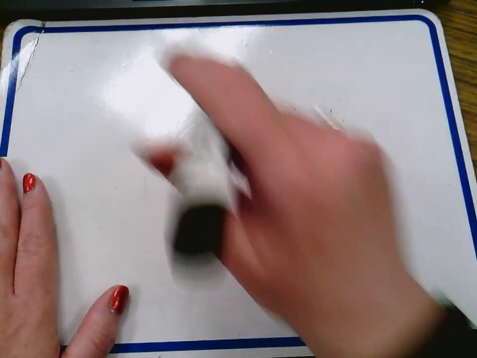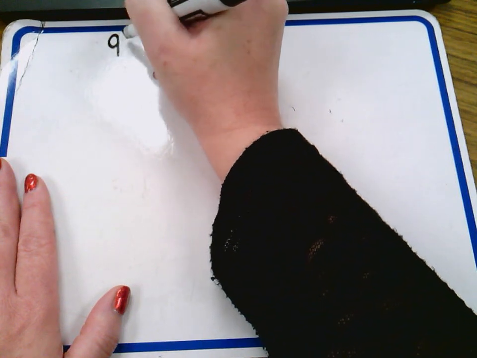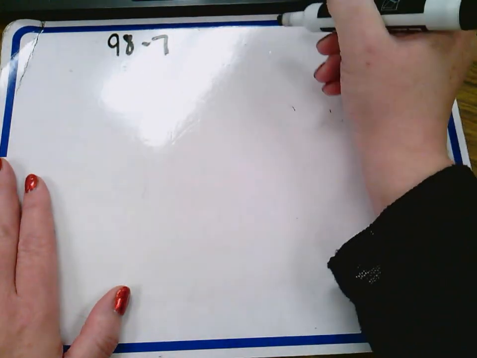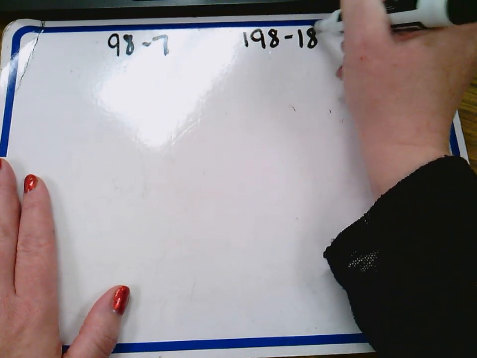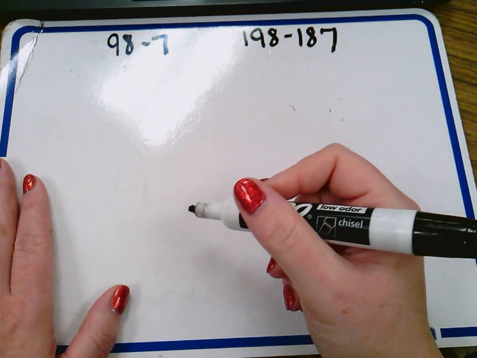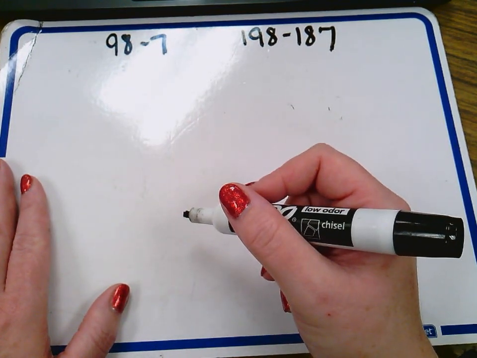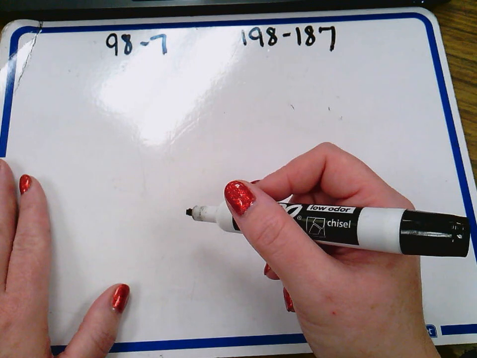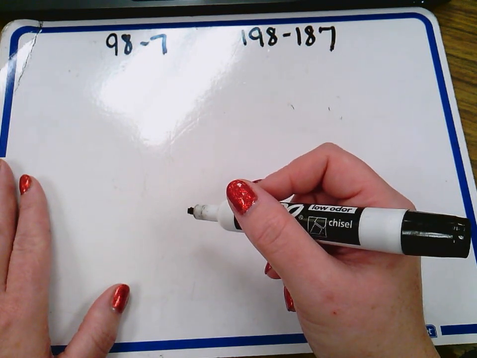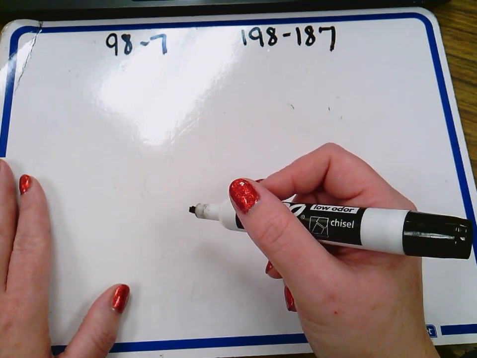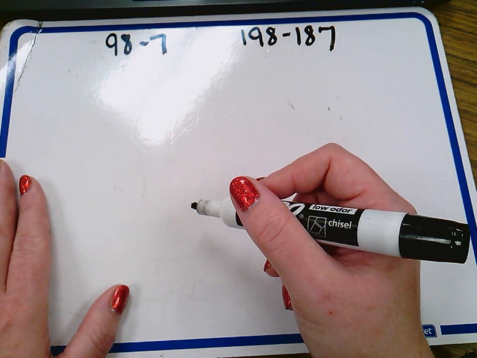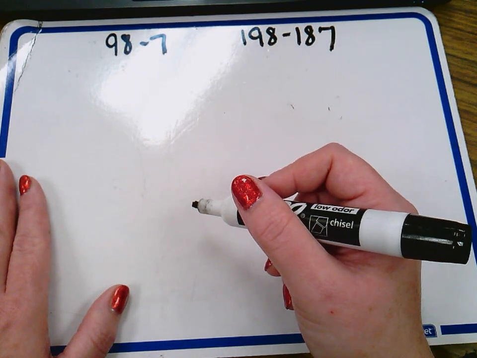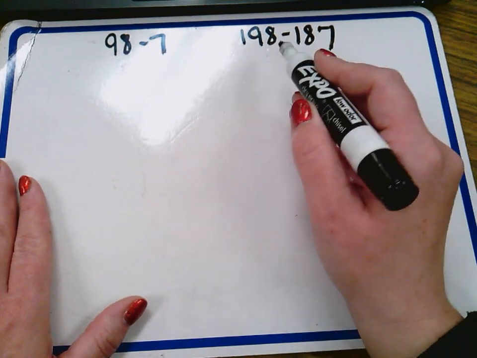We're going to look at 98 minus 7, and then we're also going to look at 198 minus 187, okay? To help us see and understand that the removal strategy is a better strategy to use when the two numbers are widely separated, while differencing is more efficient when the numbers are relatively close, okay? So let's look at both strategies to solve the second example, 198 minus 187.